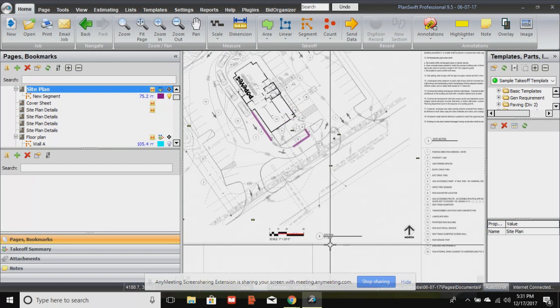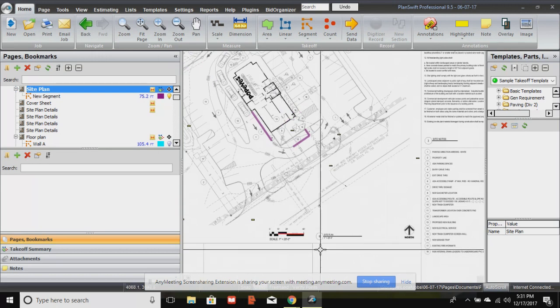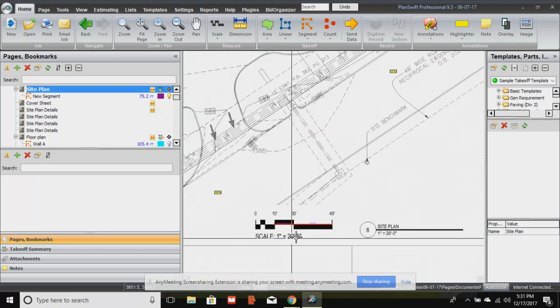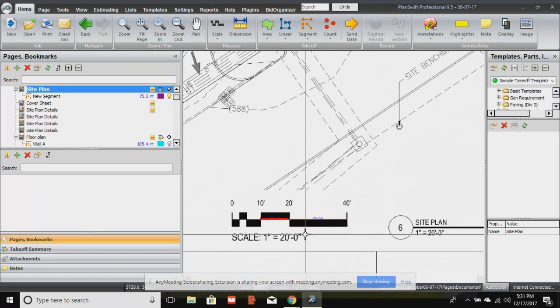And so it's important to make sure your plans are to scale. And so depending on what you use to take your takeoffs, which is to take your measurements, if you use a ruler, then you're going to have to print a full-size copy of the plans and do the measurements this way with a ruler.